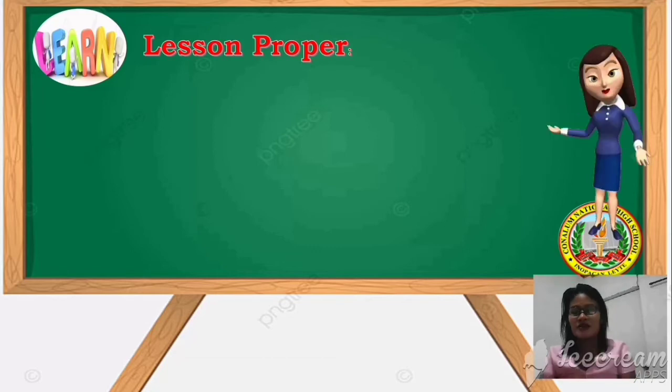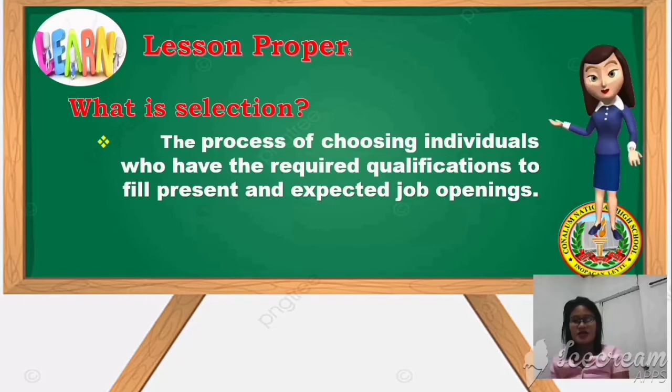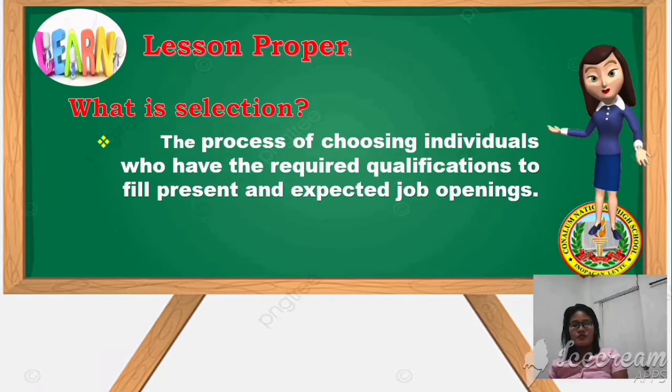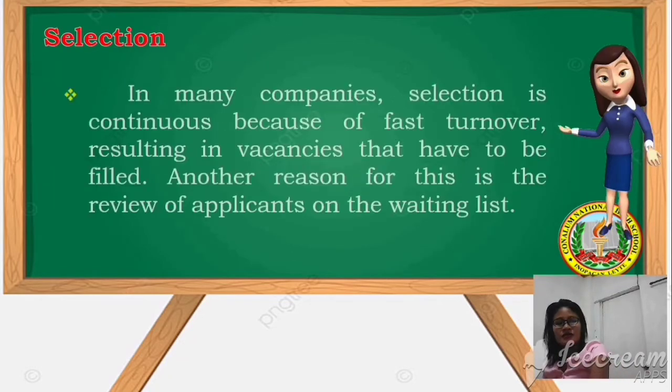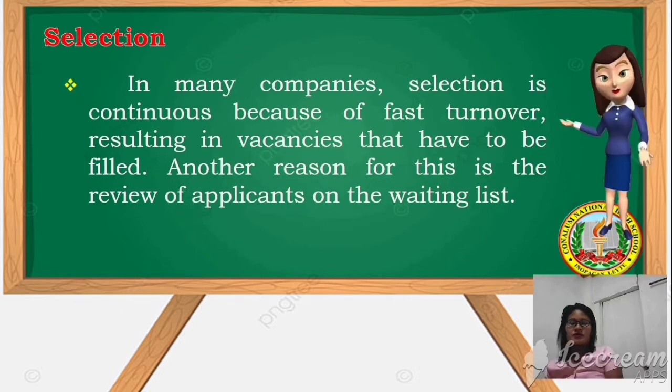So first is knowing what is selection. Selection is the process of choosing individuals who have the required qualifications to fill the present and expected job openings. In some other companies, selection also is continuous because of fast turnover, resulting in vacancies that have to be filled. Another reason for this is the review of applicants on the waiting list.